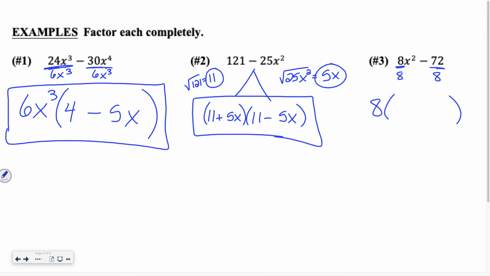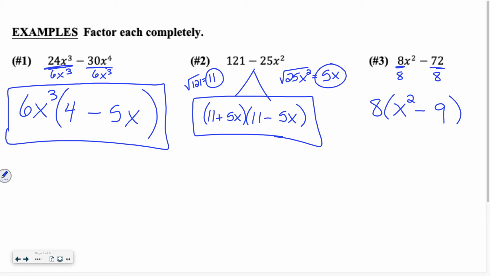We're going to put parentheses after it. So the 8 goes in front. That's what we're dividing by. That's our GCF. 8 divided by 8 is 1. So we have 1x squared. 72 divided by 8 is 9. So we have 8, and then we have x squared minus 9.